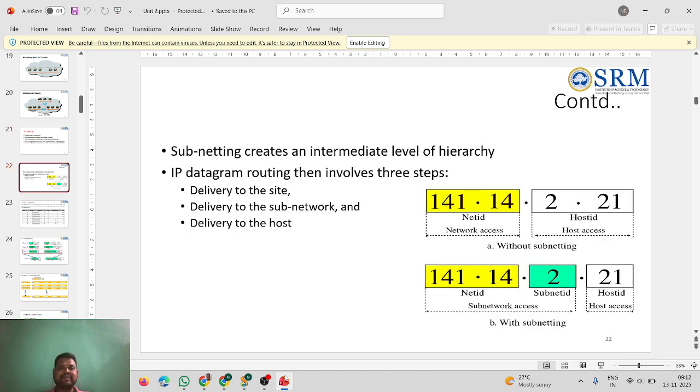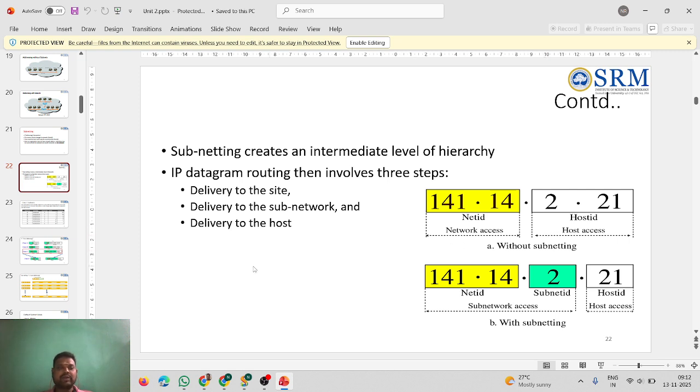Subnetting creates an intermediate level of hierarchy. The basic idea is to divide the large network into smaller subnetworks. Usually the IP packets or datagrams are delivered in three steps: first to the site, then to the subnetwork, and then to the intended host.